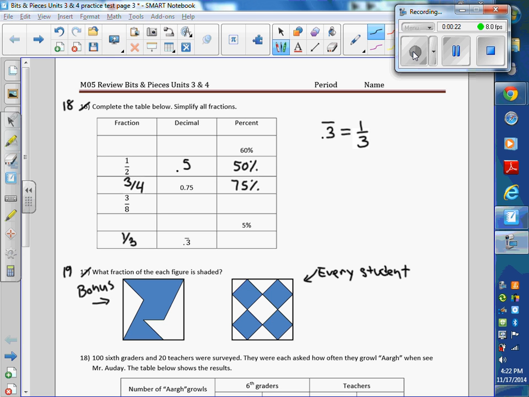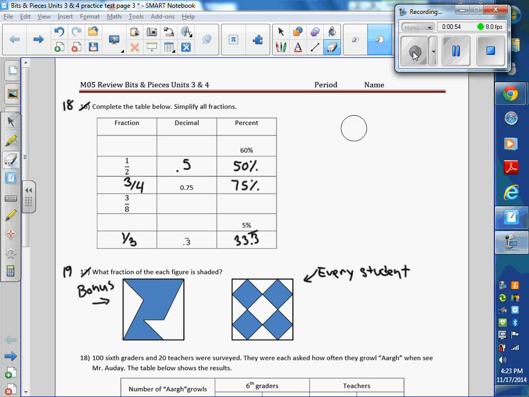And we also know that that is 33.3 repeating percent would be another way to write that. So there's a couple of memory ones here. But we'll talk about how to find some of these if you have to start from the beginning.